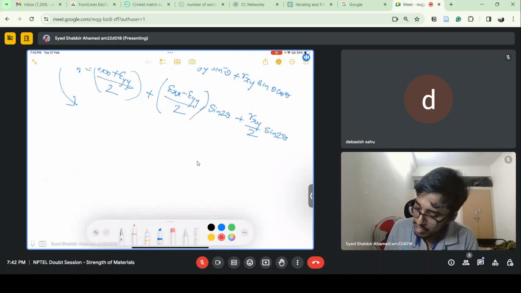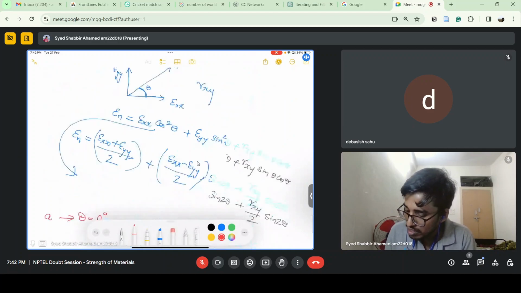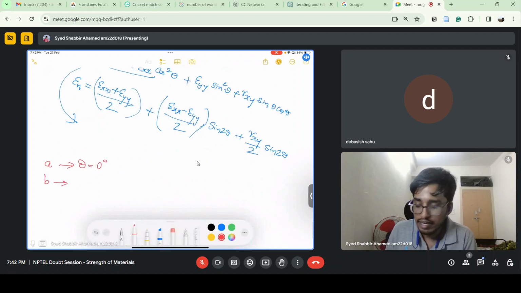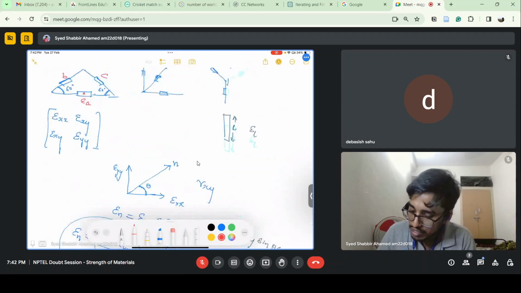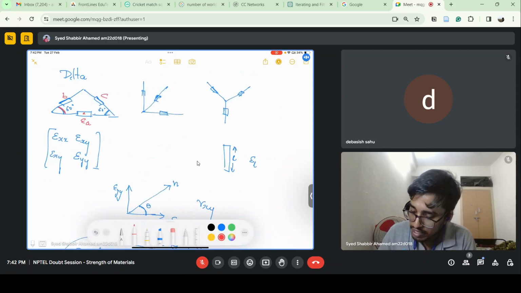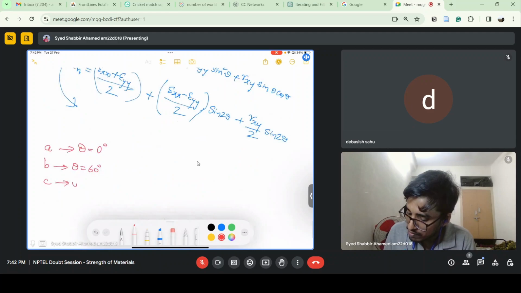The strain gauge A is making an angle of theta equal to 0 degrees with the x-axis, because it is lying on the x-axis. Strain gauge B is making an angle of 60 degrees with the x-axis. And strain gauge C is making an angle of 120 degrees with respect to the x-axis. So theta A is 0, theta B is 60, theta C is 120 degrees.